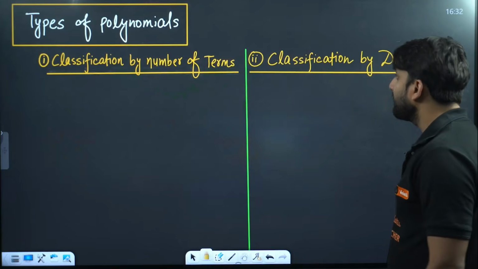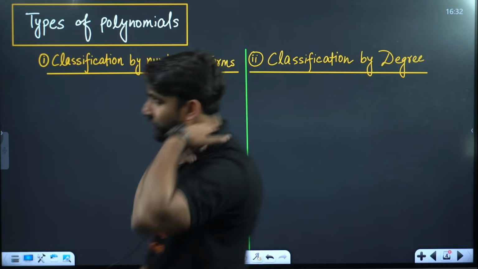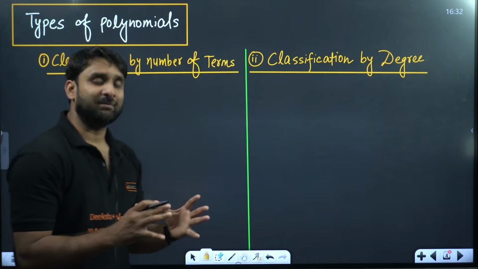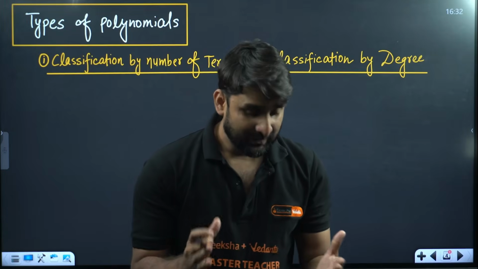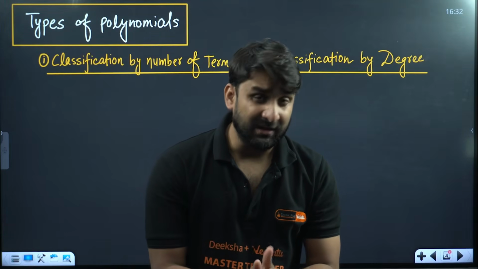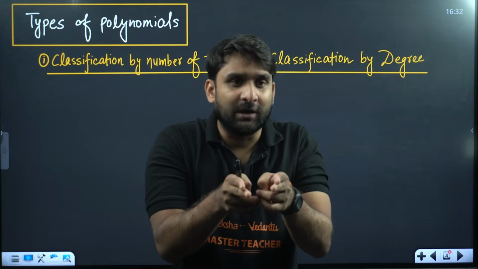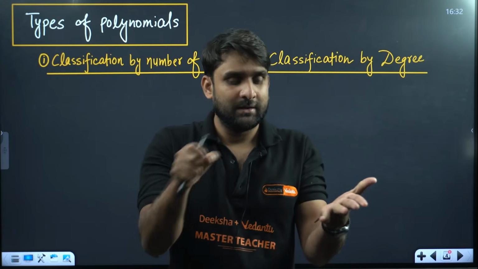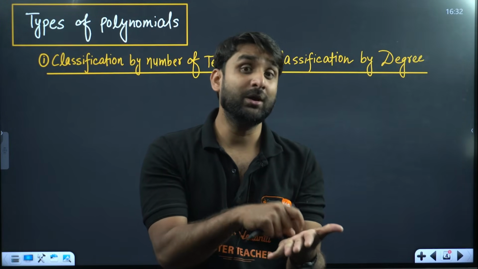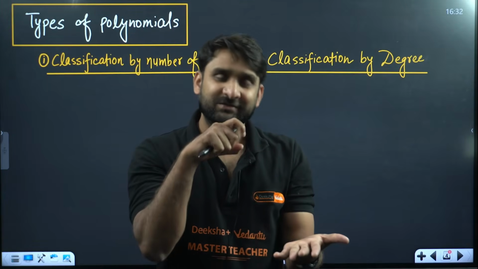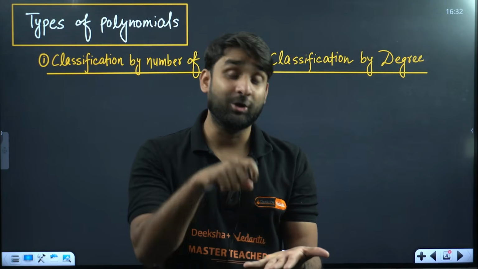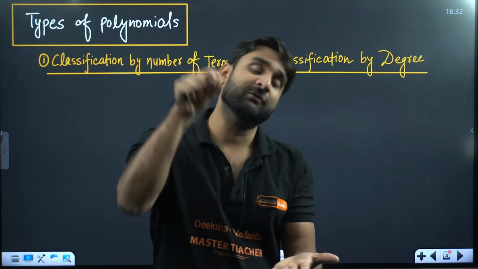Moving to next. Okay, now moving to types of polynomial. My dear champions, my dear class 9th students, basically polynomials are classified by two methods. There are two classifications of polynomial. One methodology is according to the number of terms, and the second classification of polynomial is according to the exponent of the variable.